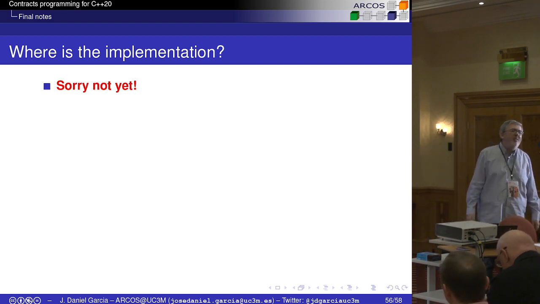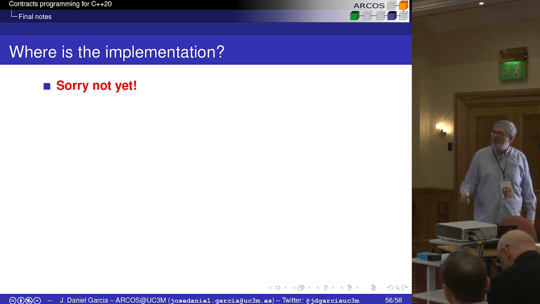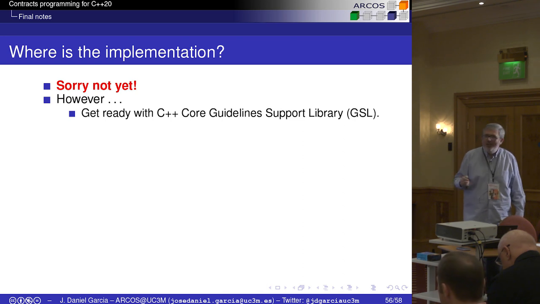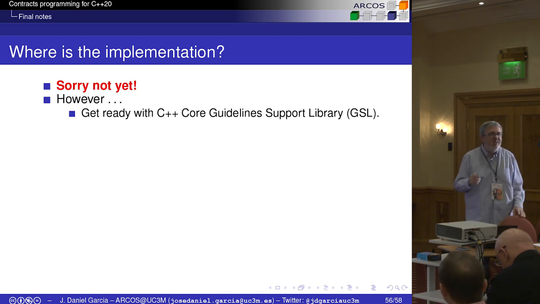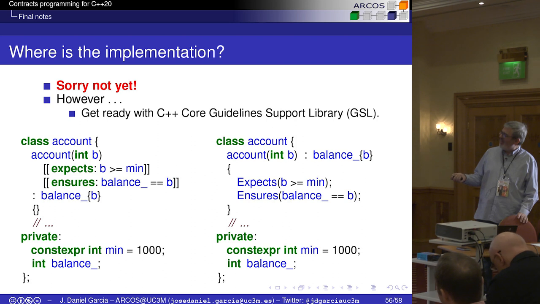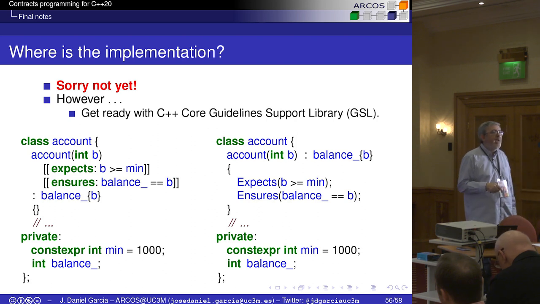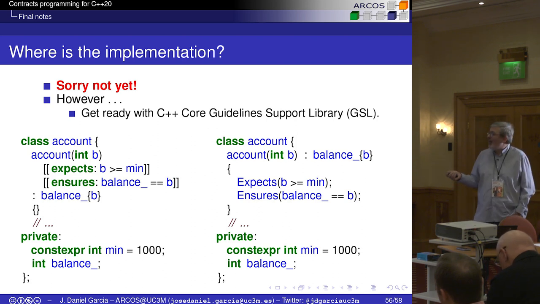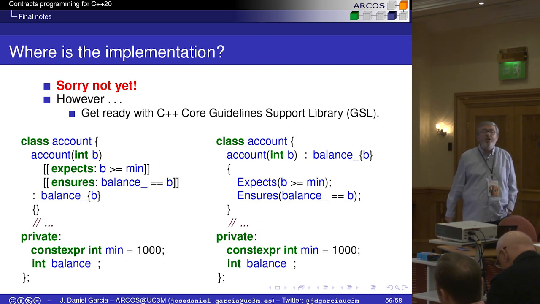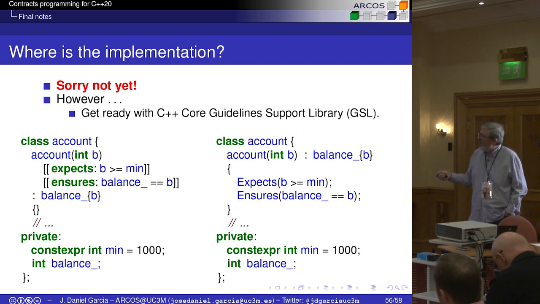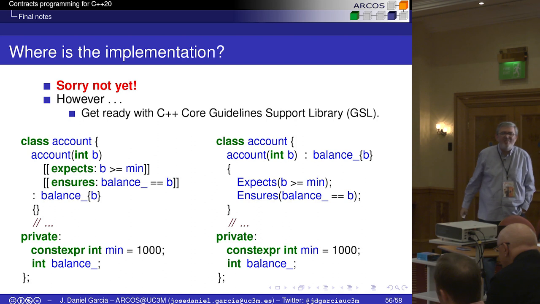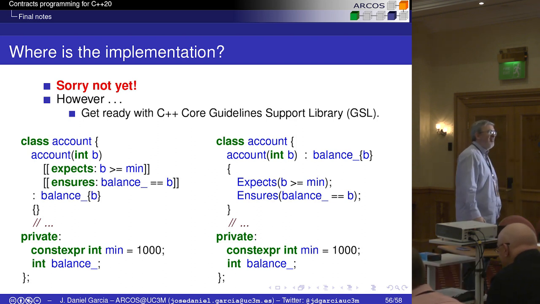We are settling down the last details, and we plan to start implementation. However, I recommend you to get ready with the C++ Core Guidelines Support Library, the GSL. So this is an example of what you will write tomorrow, and this is what you can do today. So basically, you can use the GSL and the macros expects and ensures. So you put your expects at the start of your body, you put your ensures at the end of your body, and then later you will move, or you refactor. Peter will be happy to provide us a refactoring tool for making this transformation.